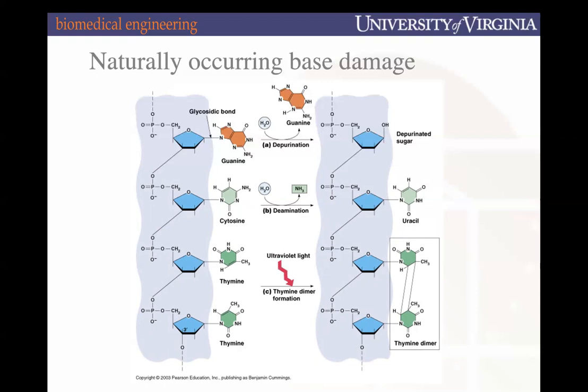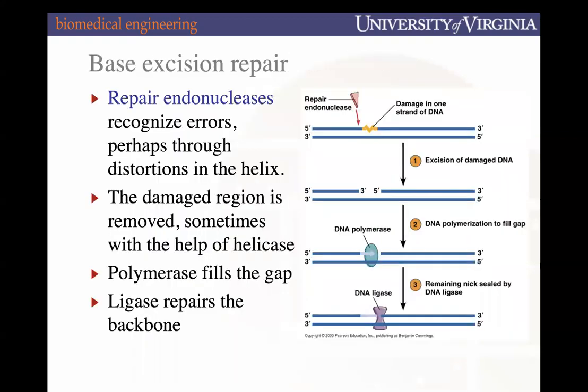And if we're getting so many potential base damages per hour based on everything that's around us, based on whatever degree of radiation we have, or if any of you become astronauts and go into space, even more cosmic radiation, how do we have repair mechanisms to fix that? And we do. We have what's called base excision repair.